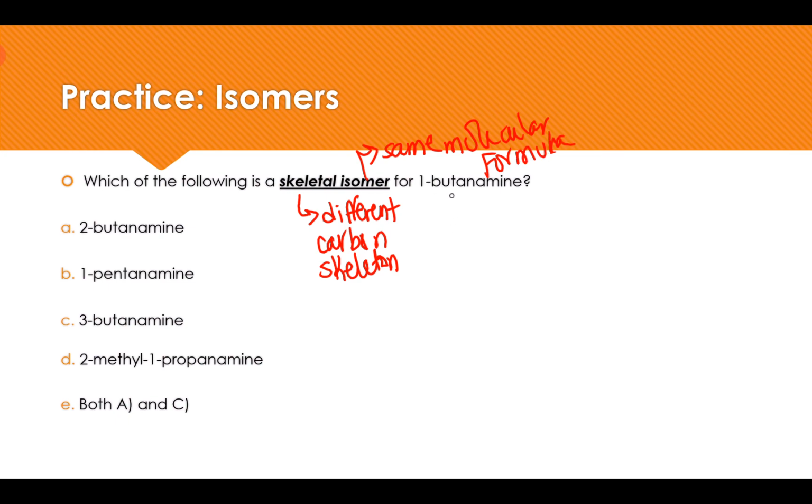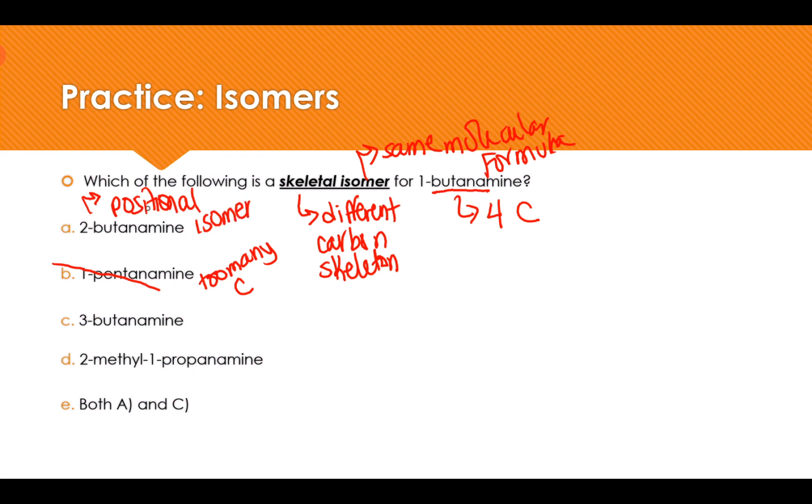So how many carbons are in our molecule? Butanamine should have 4 carbons, so we're looking for 4 carbons total in our molecule. That means that 1-pentanamine is completely not logical. That one has too many carbons. 2-butanamine is going to be a positional isomer, because it has the same name but a different location of the functional group.